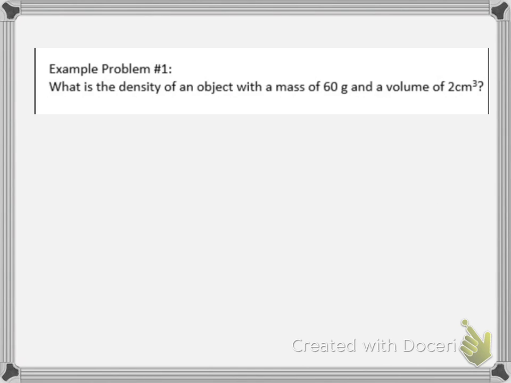Okay, so let's do an example problem. It says, what is the density of an object with a mass of 60 grams and a volume of 2 centimeters cubed? Okay, so density equals, we're just going to use the basic one, mass divided by volume. Now all you need to do is locate these two things in your sample problem and plug them in. So let's do that.